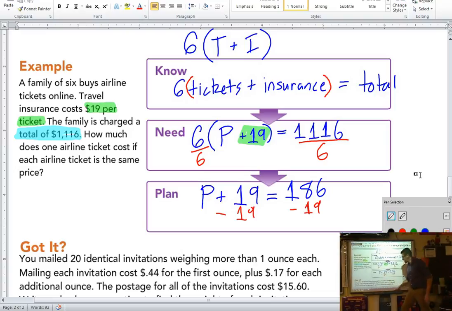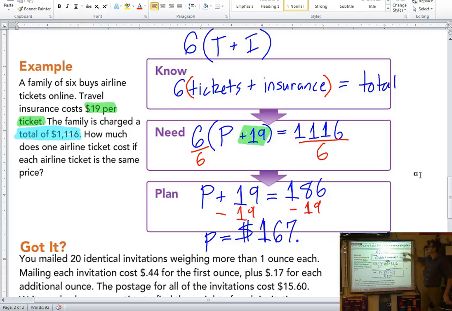So that tells me this is a cheap ticket. That tells me the price of one of these tickets is, what did you say? 167? Sounds right to me. That's super cheap. For an airplane ticket, that's really cheap. It's usually airline.